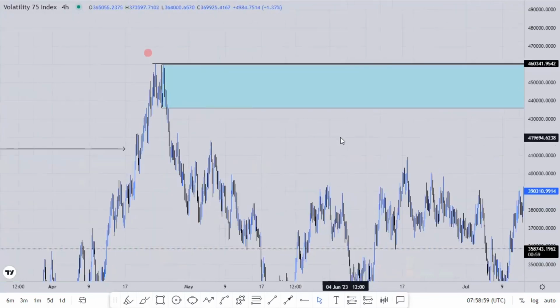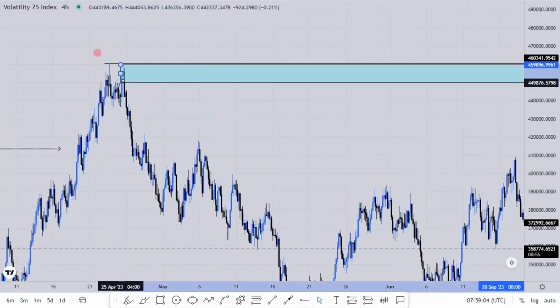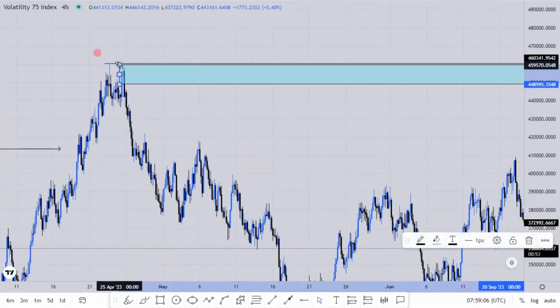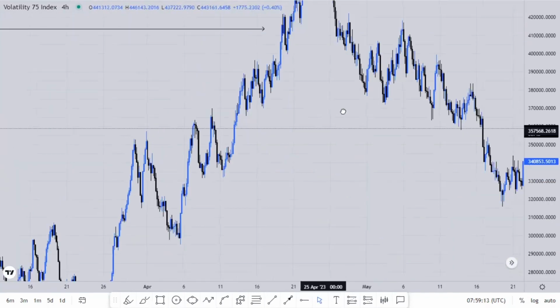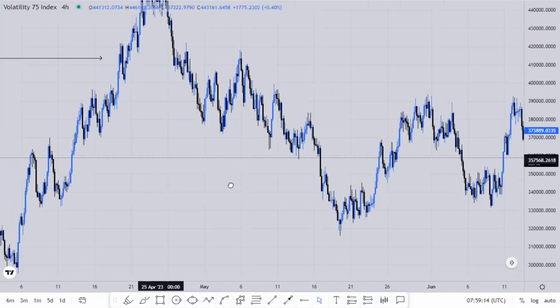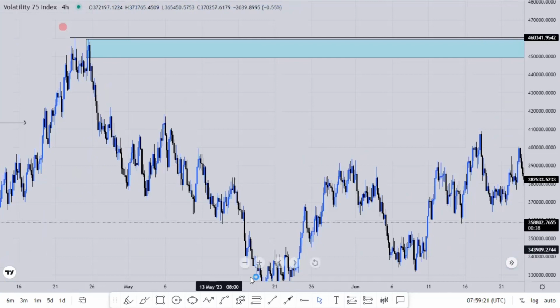Let me just remove this. Here, let me refine this. You can see this is the untapped supply. To the left, we actually had a major change of character, an internal change of character. You can see the change of character to the left, internal structure here. Where was it broken? It was actually broken here.